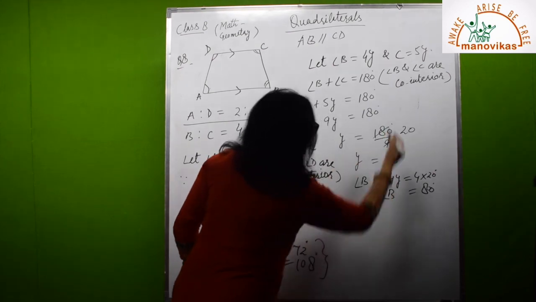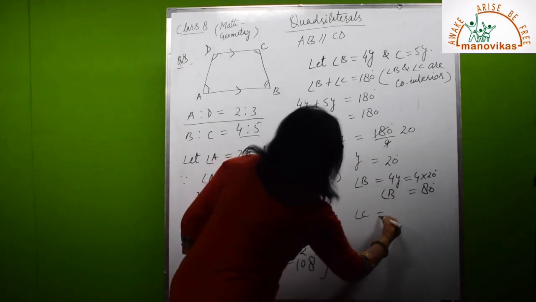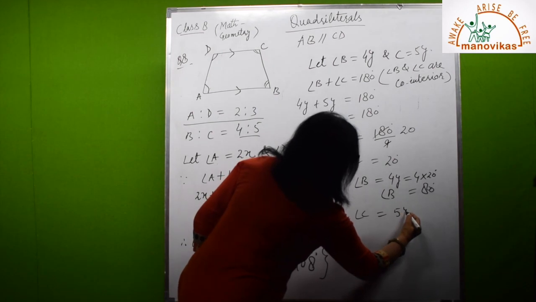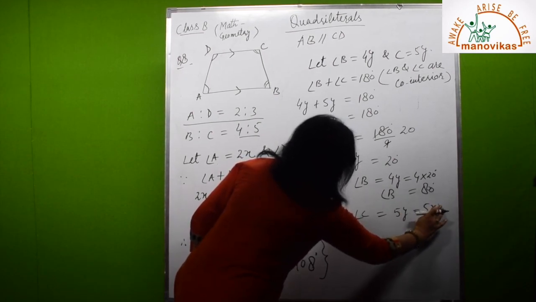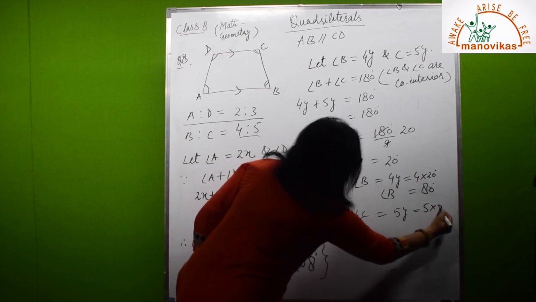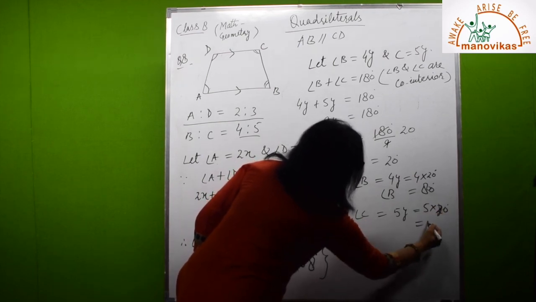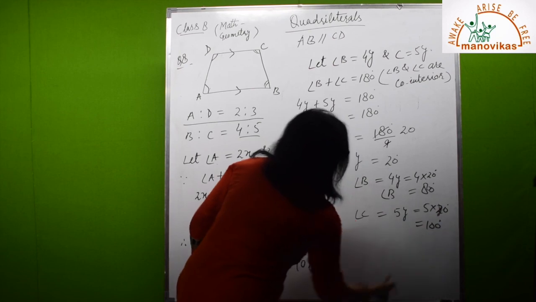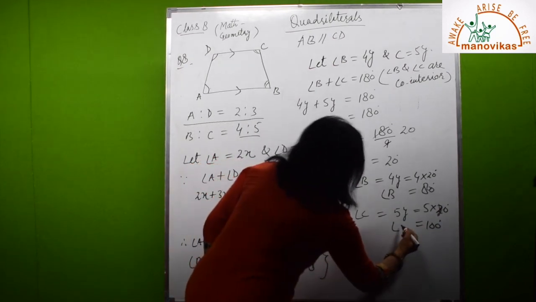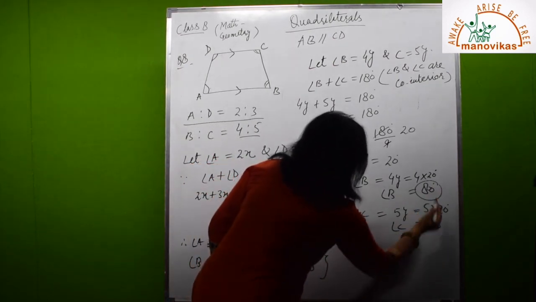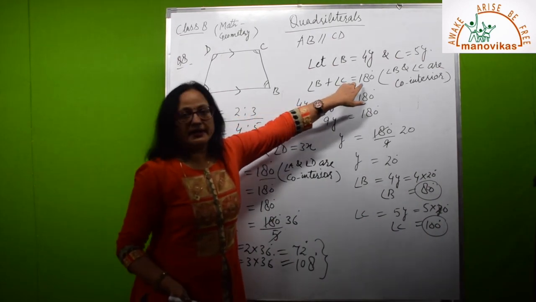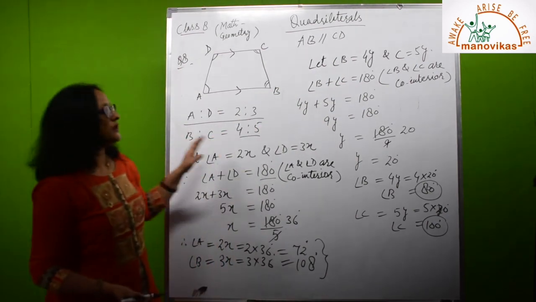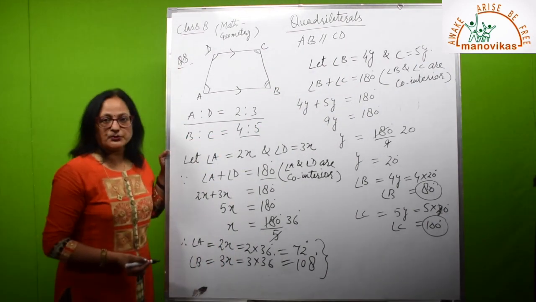Similarly, you can find angle C. Angle C is equal to 5y. Substitute the value of y, y is equal to 20 degrees. And this is equal to 100 degrees. So angle C is equal to 100 degrees. If you see 100 and 80, its sum is equal to 180. So this way you can solve the figure question from your exercise.